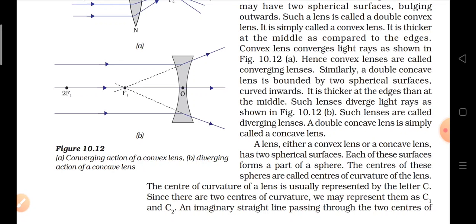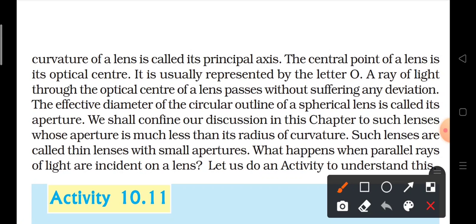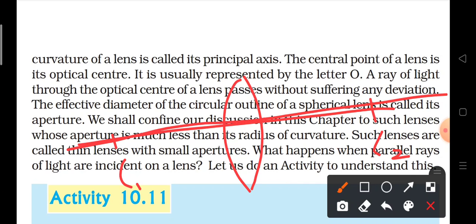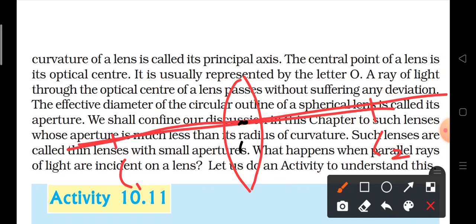An imaginary line passing through the two centers of curvature of the lens is known as the principal axis. The straight line which is passing through these two centers of curvature is known as the principal axis. The center point of the lens is the optical center. Now when you draw this, the two centers of curvature C1 and C2, so this line is your principal axis, and the center over here on the lens, okay, is your optical center. It is usually represented by the letter O.